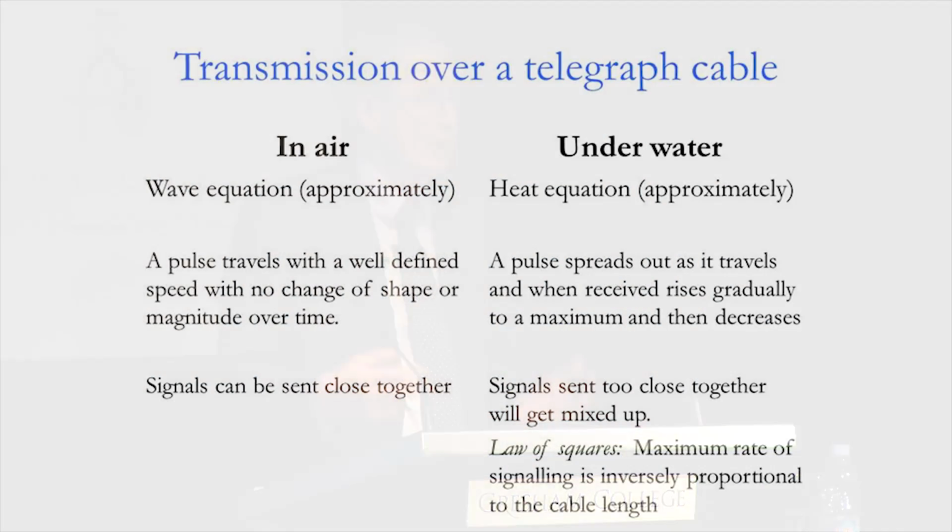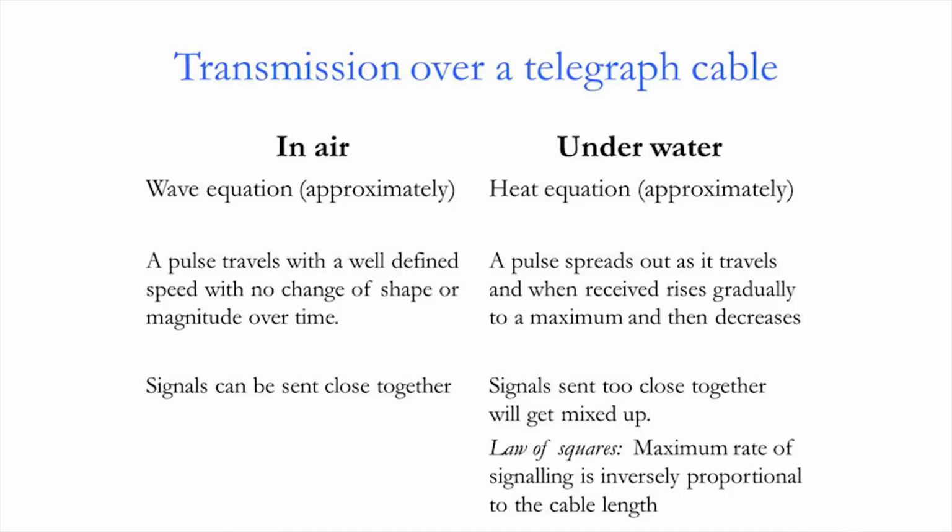On the other hand, for a cable underwater, the situation is very different indeed. The behavior of a pulse being sent down a cable underwater is approximately described by the heat equation. And indeed, Thomson, coming back to Fourier, based his analysis upon the work that Fourier did on the heat equation. One of the reasons for this is that an underwater cable has to be insulated from water, otherwise the signal would just leak away, and the water is an earth conductor.